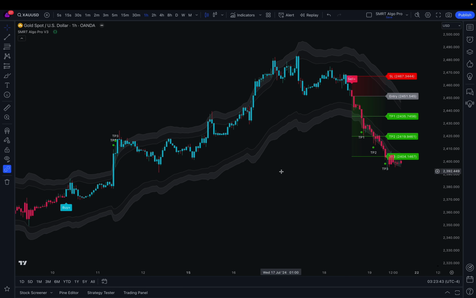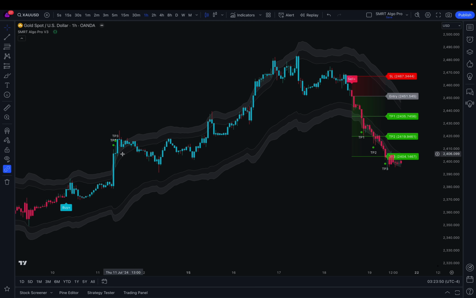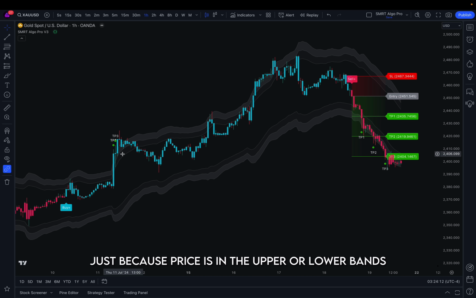Next, we have our reversal bands. And if we turn this on, we have these upper and lower bands printed. When price is in the upper bands, it means that price is overbought and that we should expect a correction. And when price is at the lower bands, it is safe to say that we should expect a correction as well because price is oversold. Just because price is in the upper or lower bands does not mean a reversal is imminent. It just means that it's likely that price is exhausted and there may be a correction taking place soon.